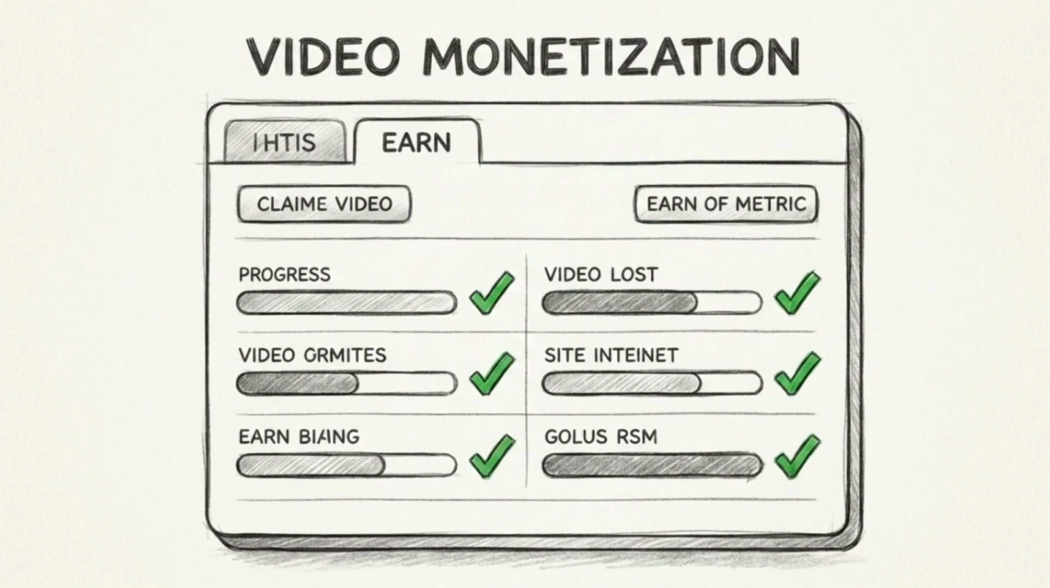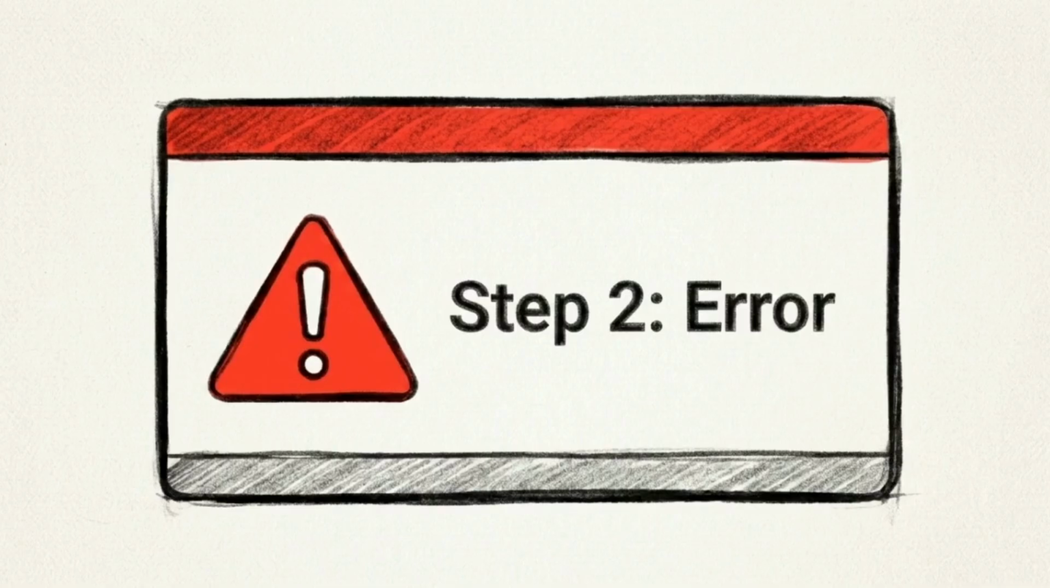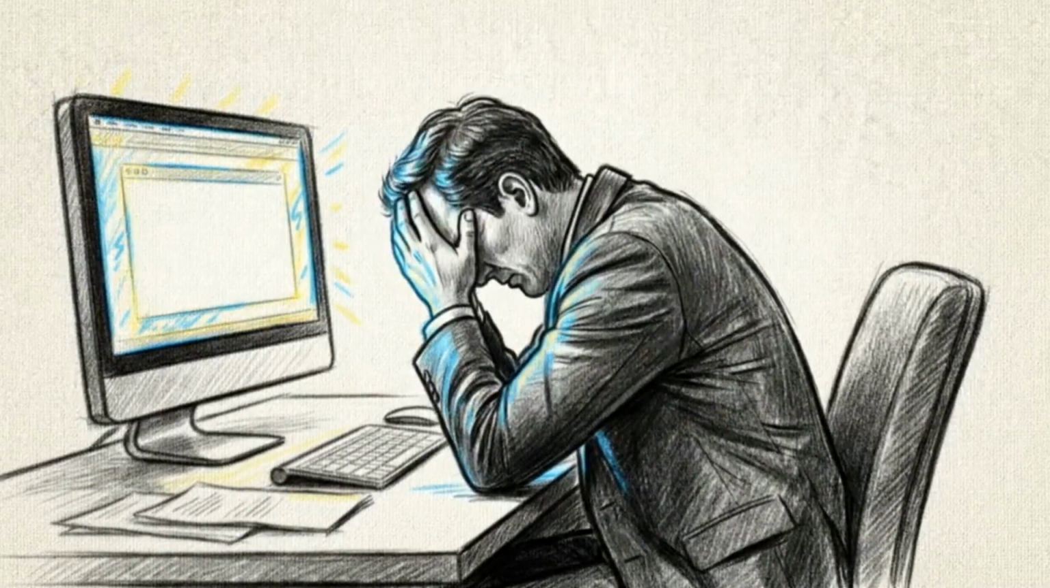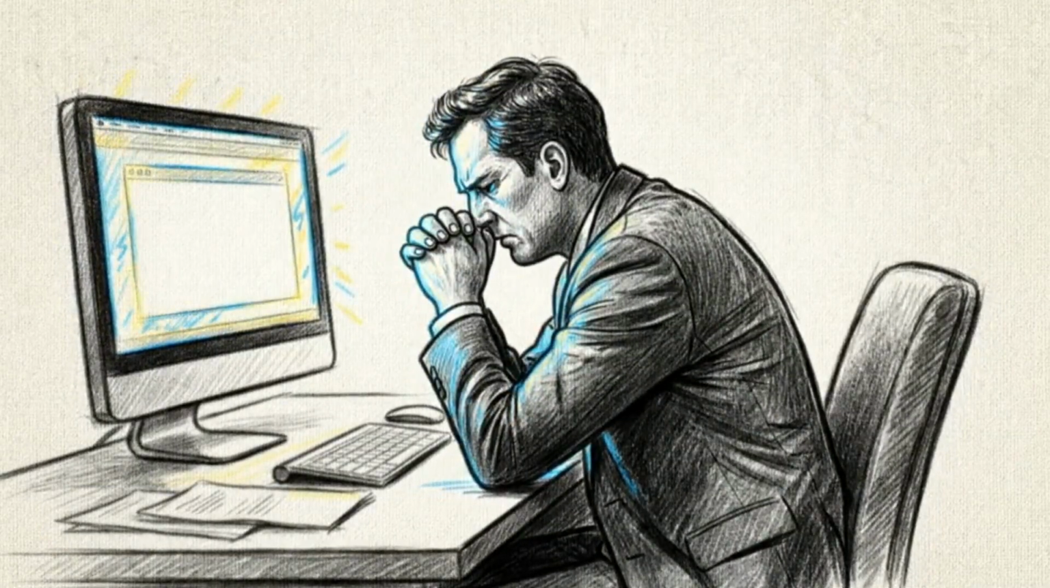You open the YouTube Studio Earn tab to finally apply for monetization, and a red Step 2 error message stops the process dead in its tracks. Months of work and thousands of watch hours have led to this milestone, but a duplicate account warning now prevents you from finalizing the application.